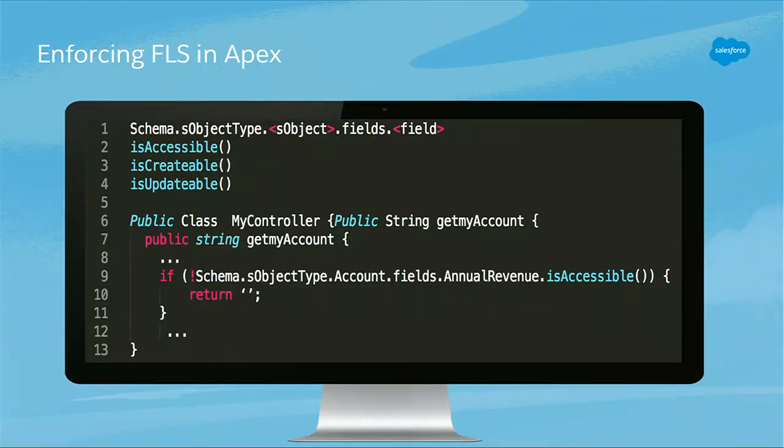Now we'll go into FLS. Enforcing FLS is very, very similar. There are 3 checks you can do inside FLS. For each of the fields, you can do is accessible, is creatable, or is updatable. Now, the syntax is very similar, except instead of going at the object level, you're going to go one layer down and pull out the field that you're checking. In this particular case, we're checking for annual revenue. We're going to take the account array, take the fields, annual revenue, and then check whether the user can see this particular field.